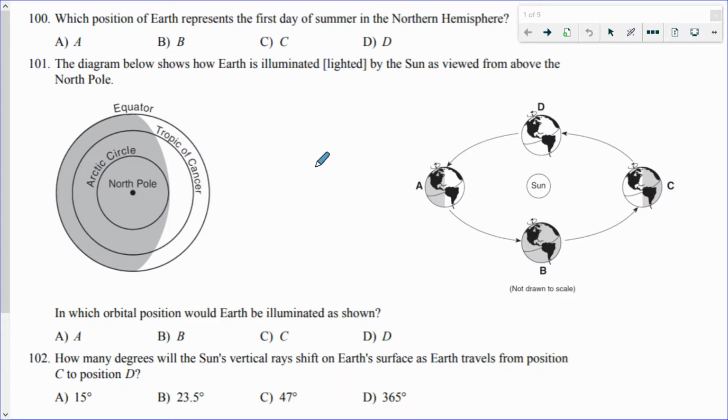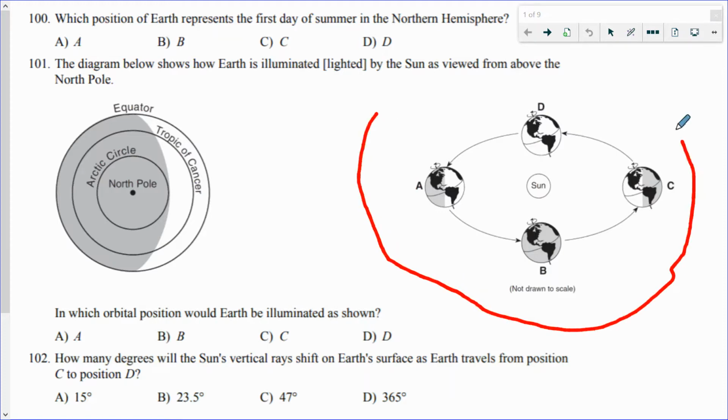Okay, what position of Earth represents the first day of summer in the northern hemisphere? So let's circle this. I put everything on one page here to make it easier. This is a diagram that they gave for all three of these questions. So looking at this diagram, they wanted you to answer questions 100 through 102. There's actually only 85 on the test. Those are numbers from my questions. So what position of Earth represents the first day of summer? See if you can pick that out here.